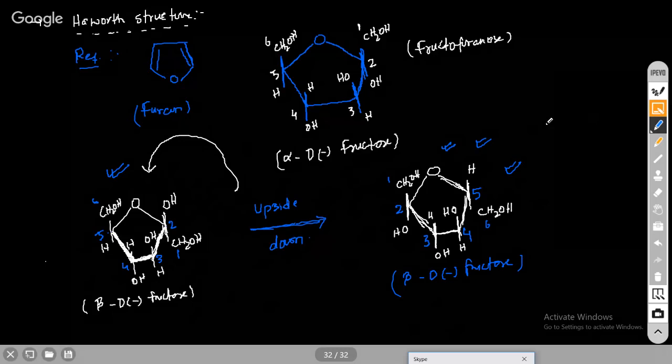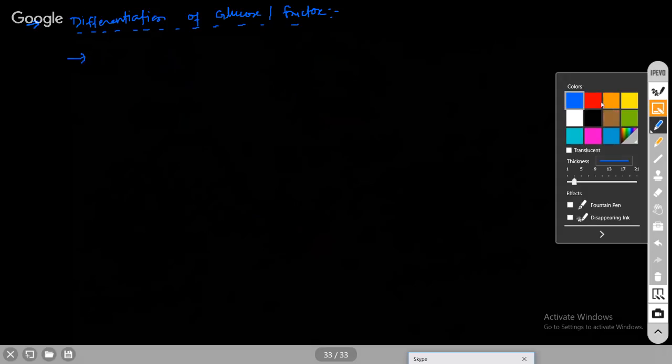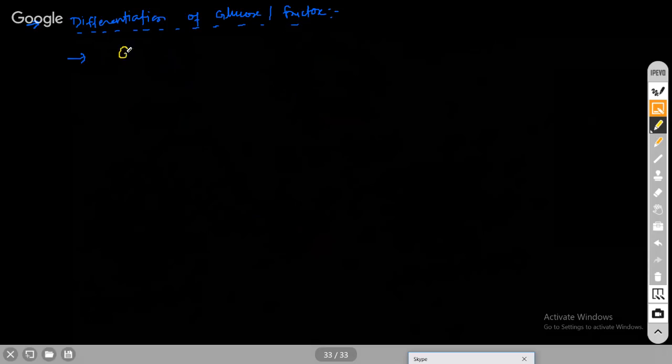Okay, so this is one important thing we have. Now another thing which is again important, and that you write down: differentiation of glucose and fructose. How do we differentiate glucose and fructose? Now you see glucose. Glucose's primary functional group is what? Aldehyde.